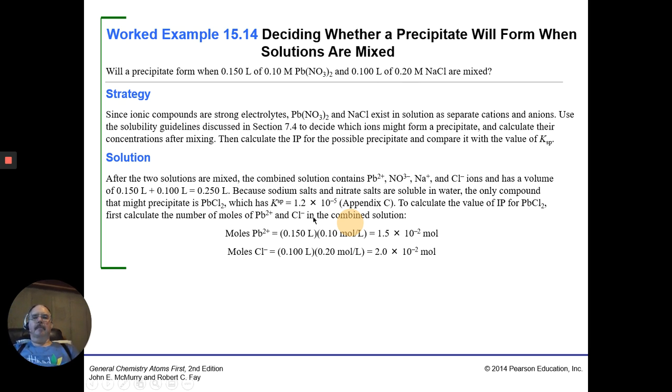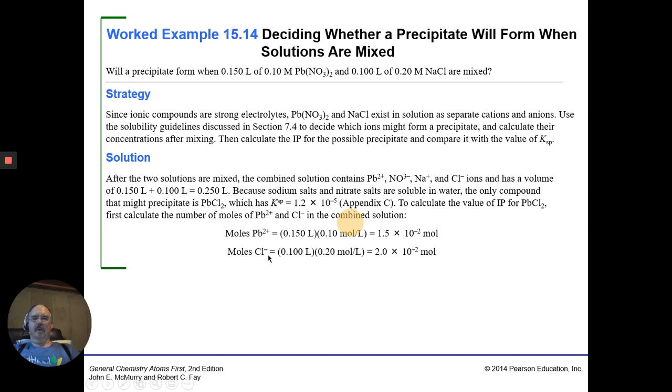Sodium nitrate will be soluble, but lead chloride, PbCl2, will precipitate if our Q exceeds our KSP. So what we want to do is calculate the moles of each. We have 0.150 liters times 0.1 moles per liter. Liters divide out, and so we end up with this many moles.